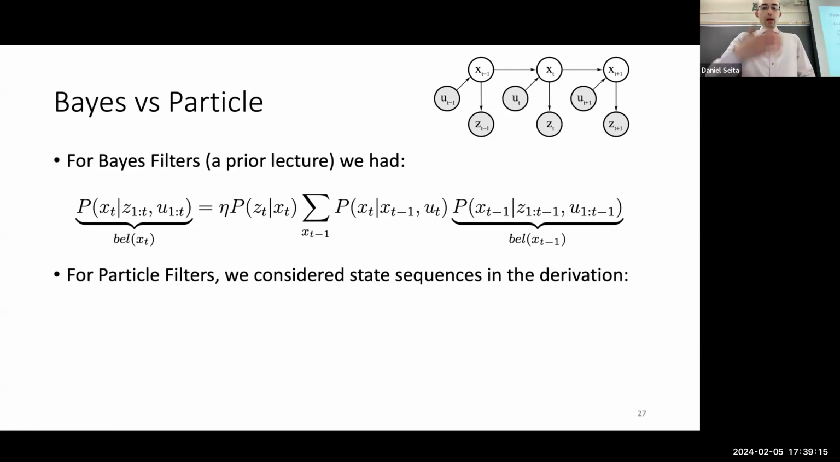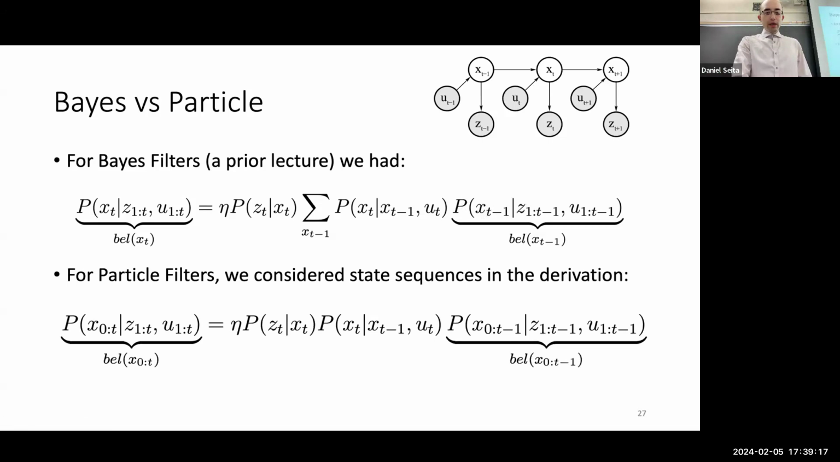And then for particle filters, we consider the state sequences in the derivation, and then we get something like this.